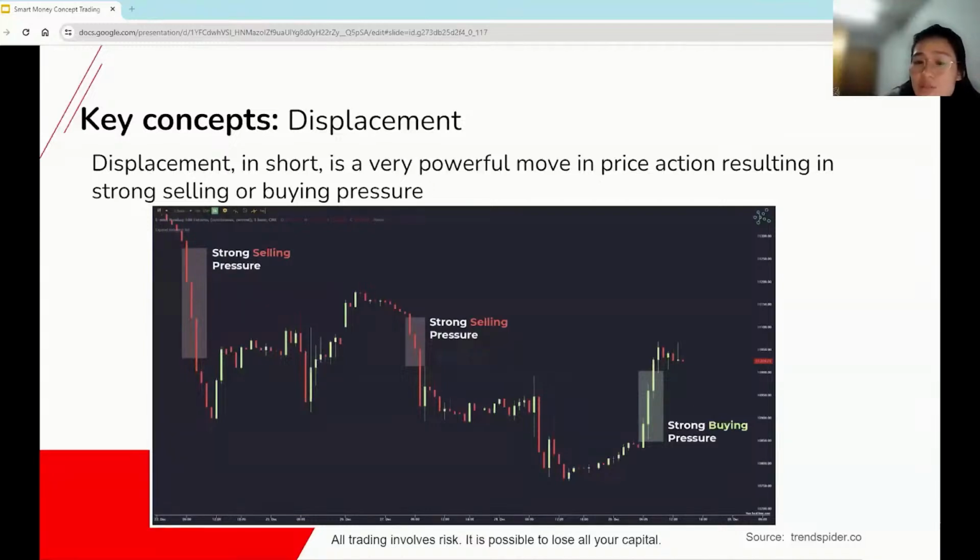Often a displacement will occur just after a liquidity level has been breached, like we see here, and will often result in the creation of both a fair value gap and a market structure shift. We'll get into what those are in a little bit as well. You can see here the displacement levels that we've highlighted come just after these swing highs and swing lows, which, as we mentioned previously, are our liquidity areas.